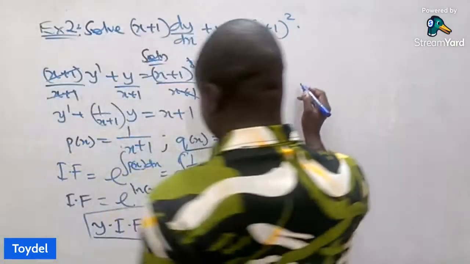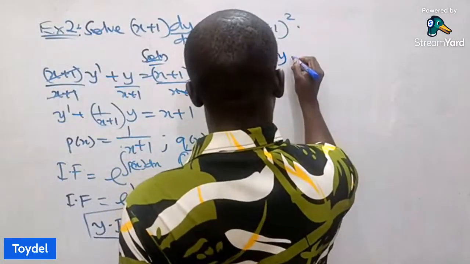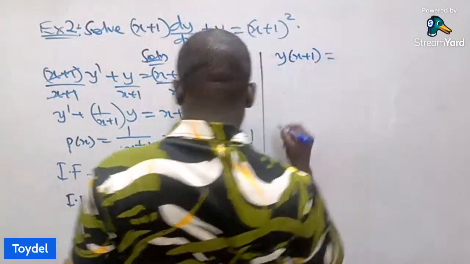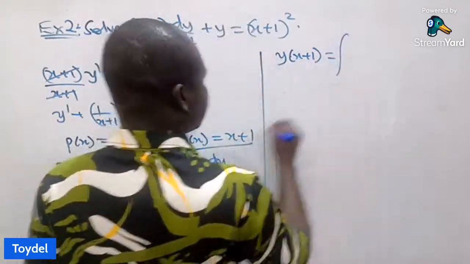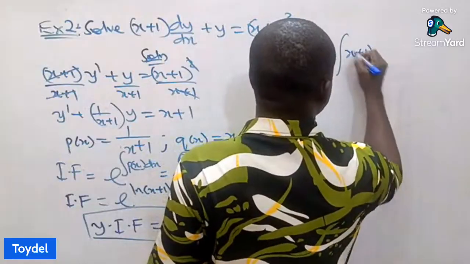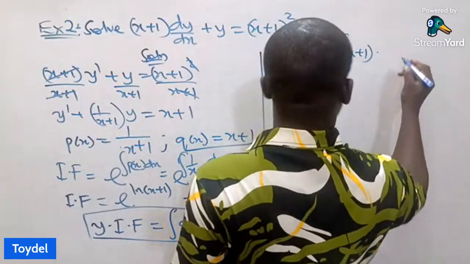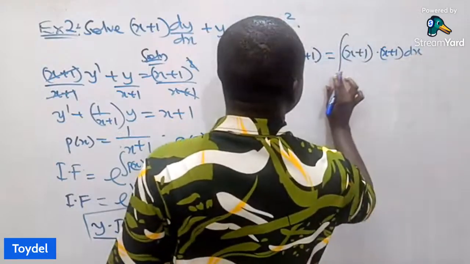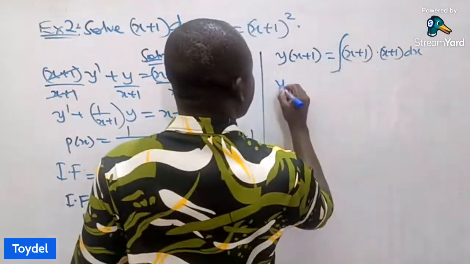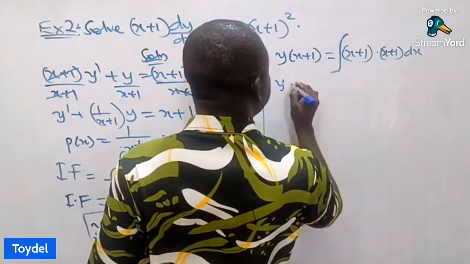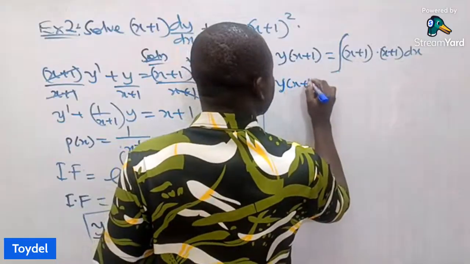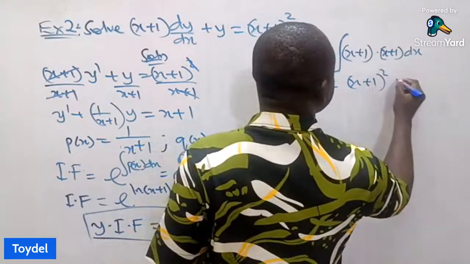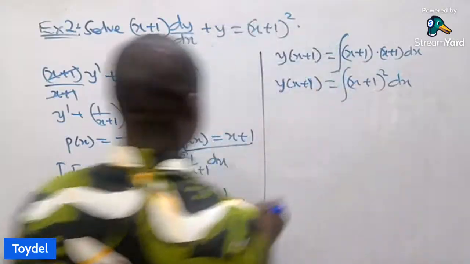Then from there, y multiplied by the integrating factor x plus 1 will be equal to the integral of q of x, which is also x plus 1, multiplied by the integrating factor x plus 1 dx. That's what we are going to get. Then y multiplied by x plus 1 will be equal to the integral of x plus 1 all squared dx.